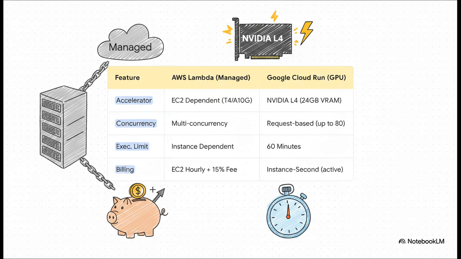First, look at the accelerator. Google is offering the super modern NVIDIA L4 GPU directly. AWS, on the other hand, is dependent on whatever's available in their massive EC2 fleet. Now look down at the billing model. Google's instant second billing gives you so much more granularity than AWS's hourly rate plus a management fee. And trust me, these details can have a huge impact on your budget.